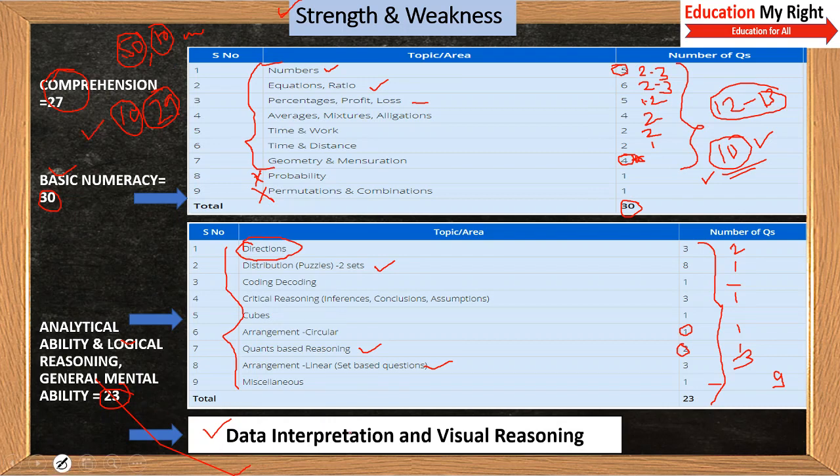लास्ट सेक्शन, डेटा इंटरप्रिटेशन एंड विजुअल रीजनिंग. विजुअल रीजनिंग अभी नया इंट्रोड्यूस हुआ है, इसीलिए आपको ये भी देख लो आप, ठीक है. और ये पहले नहीं आया करता था, आ जाता है. डेटा इंटरप्रिटेशन अगेन इजी होता है, इसमें सिंपल ग्राफ दिए रहते हैं. अगर आपने बेसिक मैथ्स कर लिया तो आप इसको हैंडल कर ले जाओगे, ठीक है. स्ट्रेंथ वीकनेस एनालिसिस आ गया है.